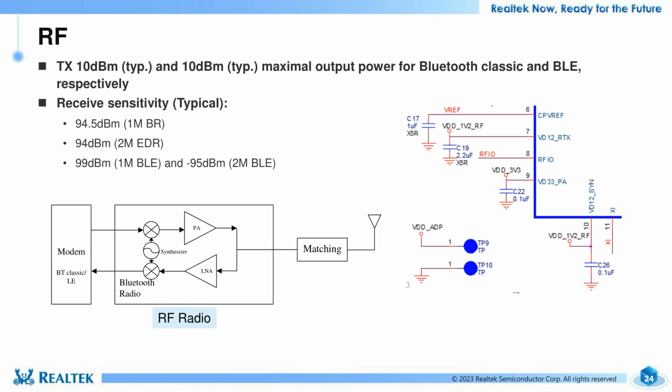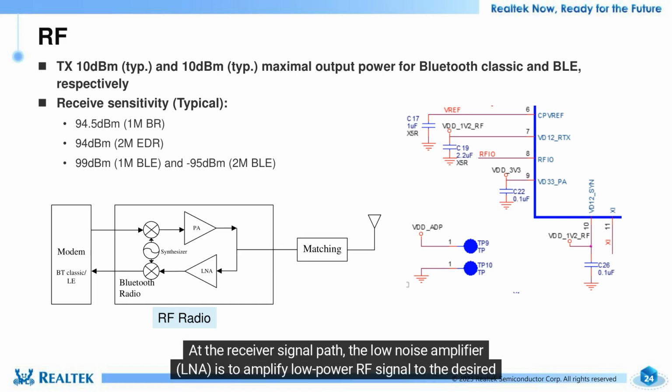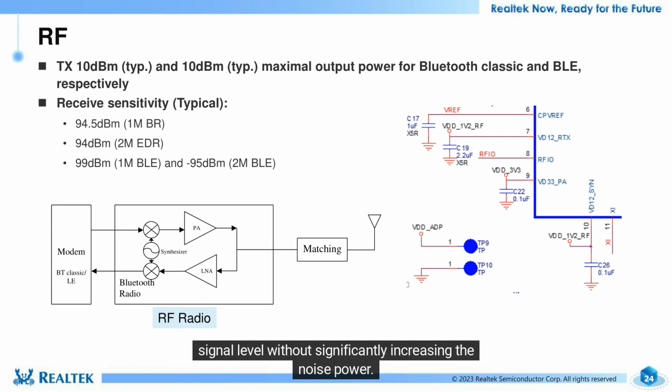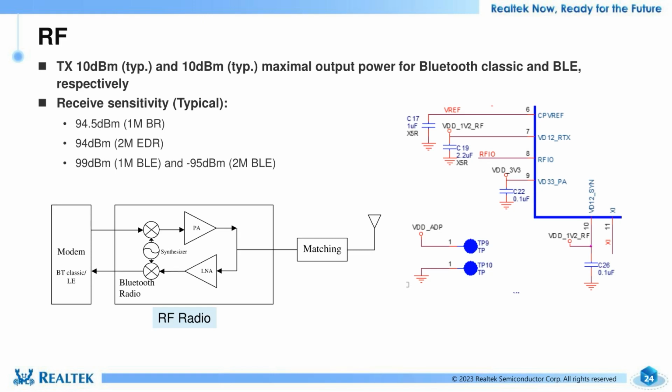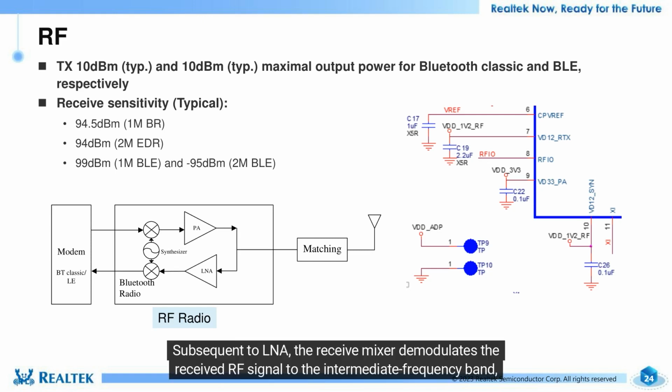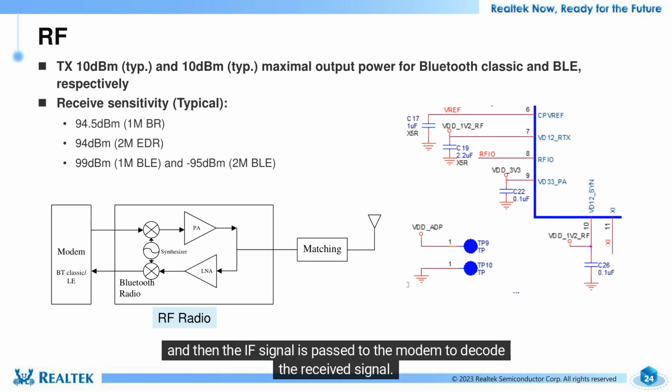Receiver. At the receiver signal path, the low noise amplifier, LNA, is to amplify low power RF signal to the desired signal level without significantly increasing the noise power. Subsequent to LNA, the receive mixer demodulates the received RF signal to the intermediate frequency band, and then the IF signal is passed to the modem to decode the received signal.